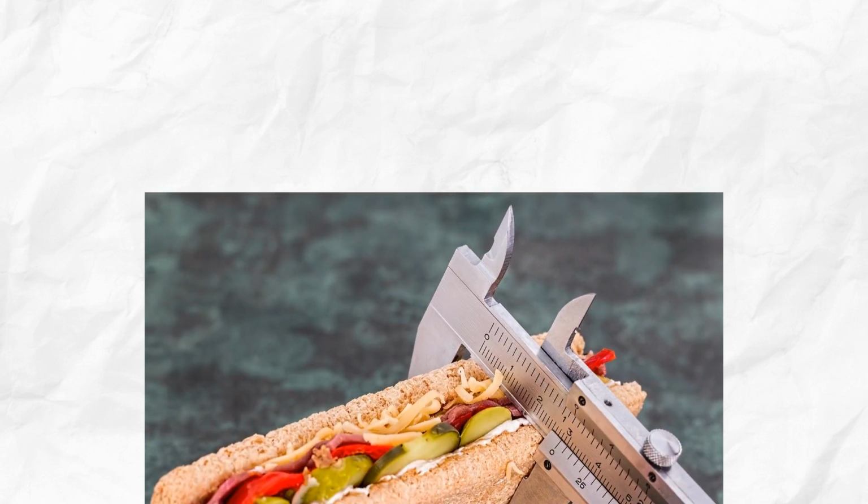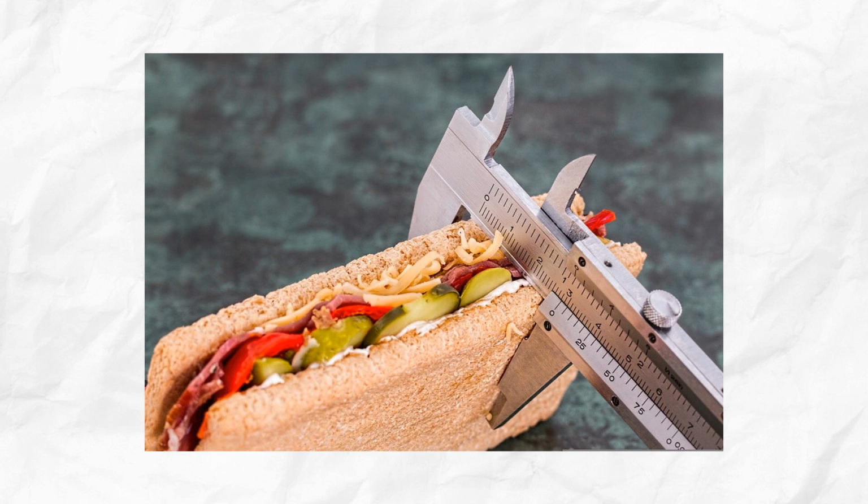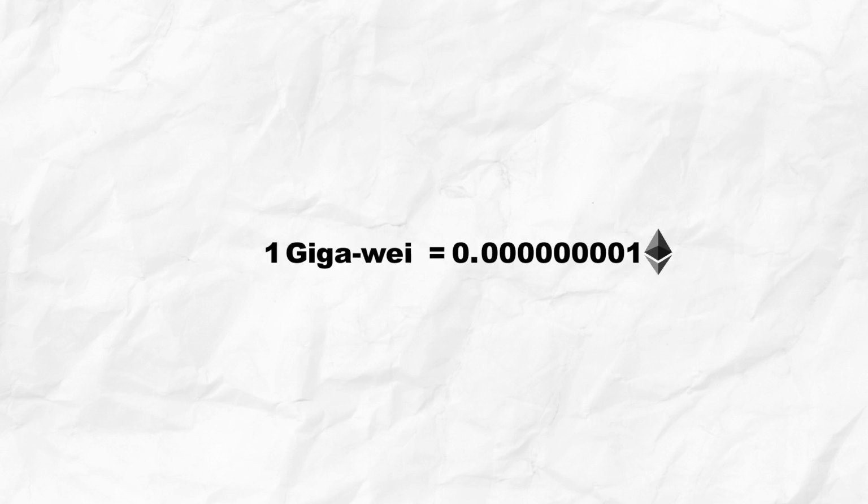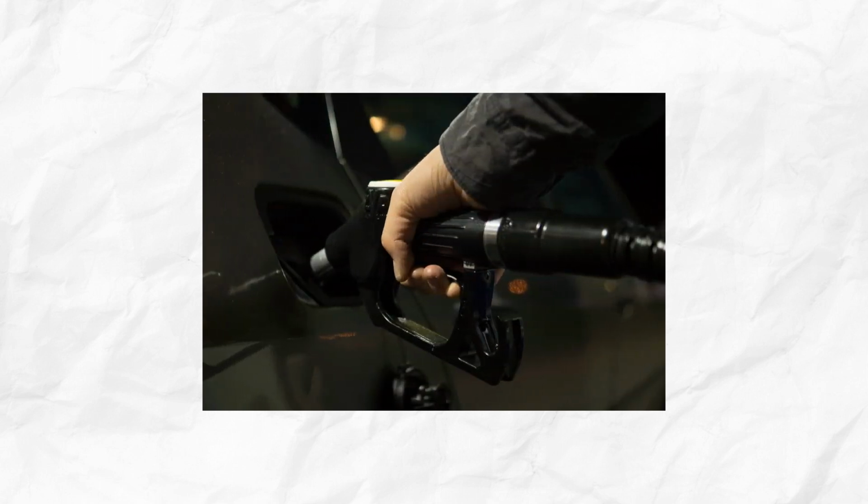Gas is a unit of measurement in the Ethereum network, where the gas unit is represented in GWei, meaning gigawei, which is a denomination of the Ether coin, where 1 GWei is equal to 0.000000001 ether. Gas on the Ethereum network acts the same as fuel for a car. Without the fuel, the machine won't run.